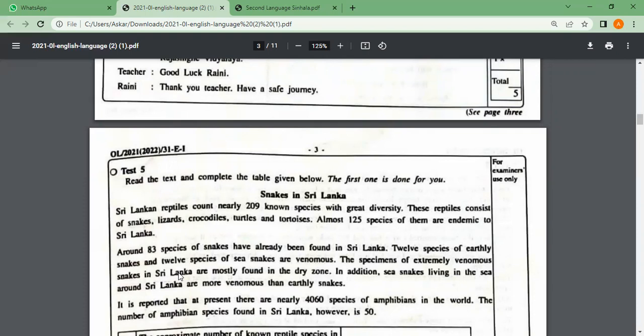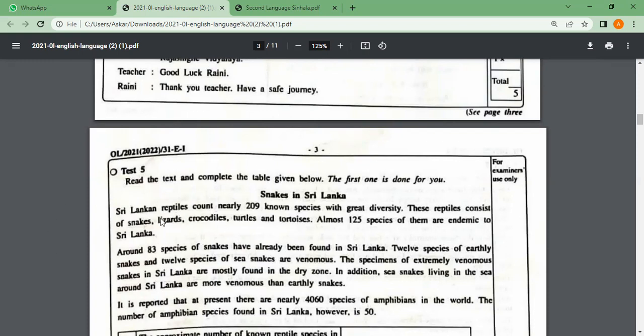So, Sri Lankan reptiles. What do you mean by reptiles? Most Tamil medium and Sinhala medium students don't know the meaning of reptile. A reptile means a vertebrate animal of a class that includes snakes, lizards, crocodiles, turtles, and tortoises. In Tamil, it is called Uruvana. This is also a type of group.